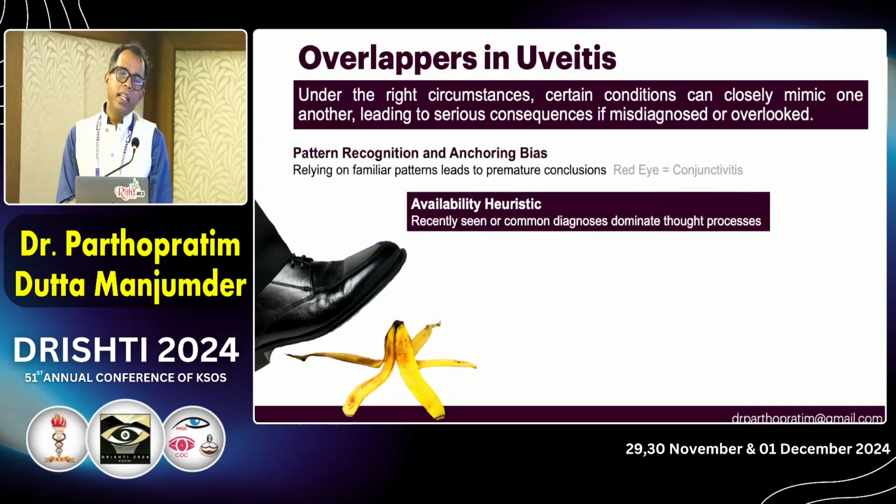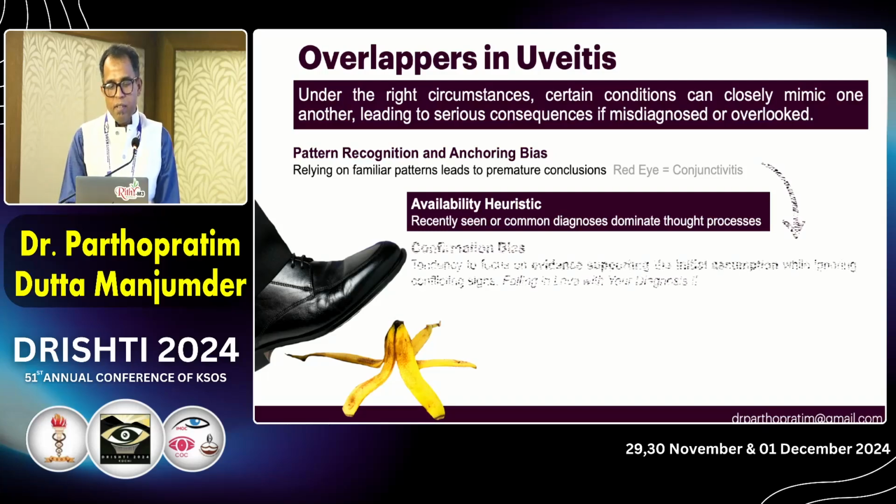If you see, there will always be a pattern recognition and anchoring bias, we call. So relying on familiar patterns leads to premature conclusion. For example, we see a patient with a red eye and immediately we jump that, oh, it will be conjunctivitis. Then there is something called heuristic, like recently seen and commonly diagnosed. If you have seen some case in a conference, or you have read about some entity, and in clinic you try to overdiagnose that. So there is a tendency for that also.